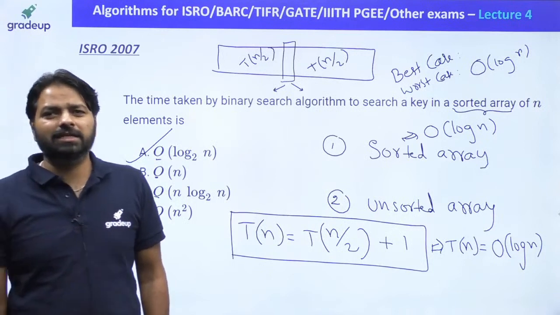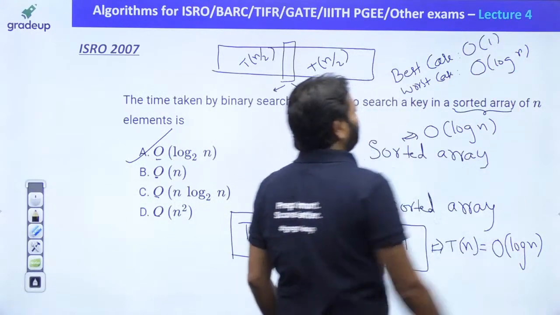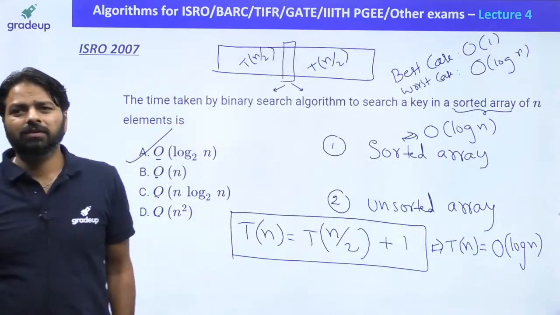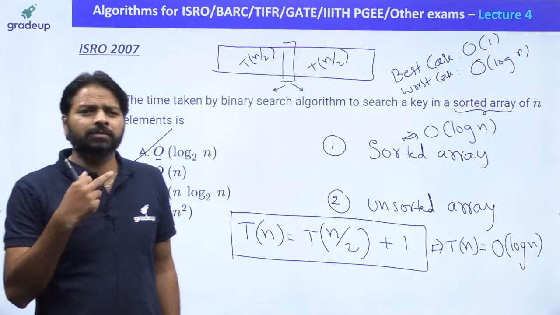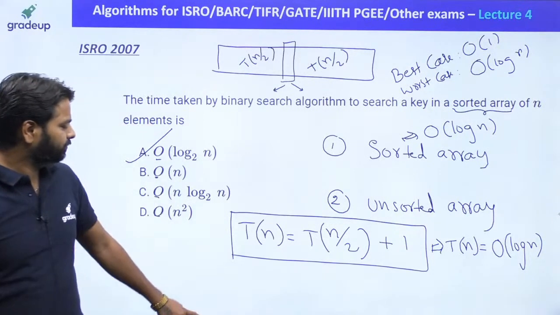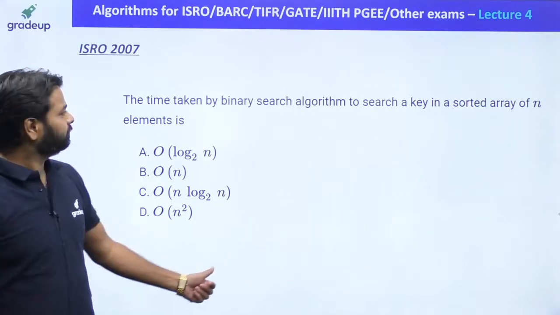The middle element is the key. Yes, order of 1. It's a constant. Yes, the average is also log n.